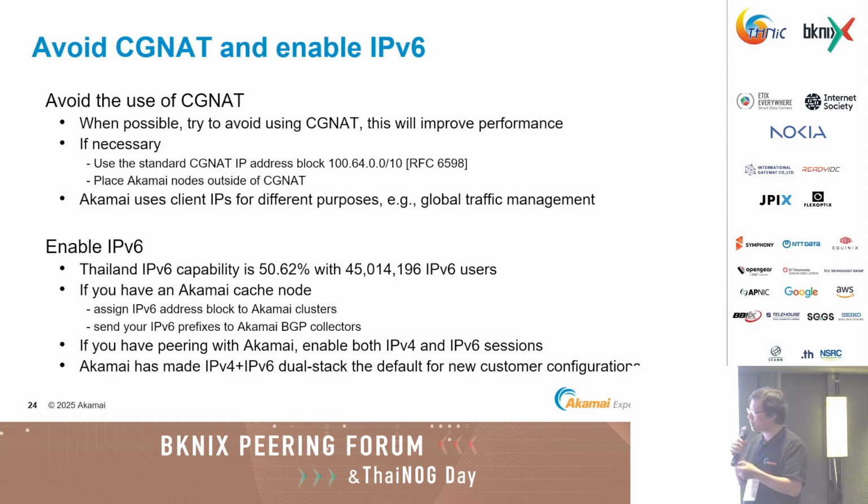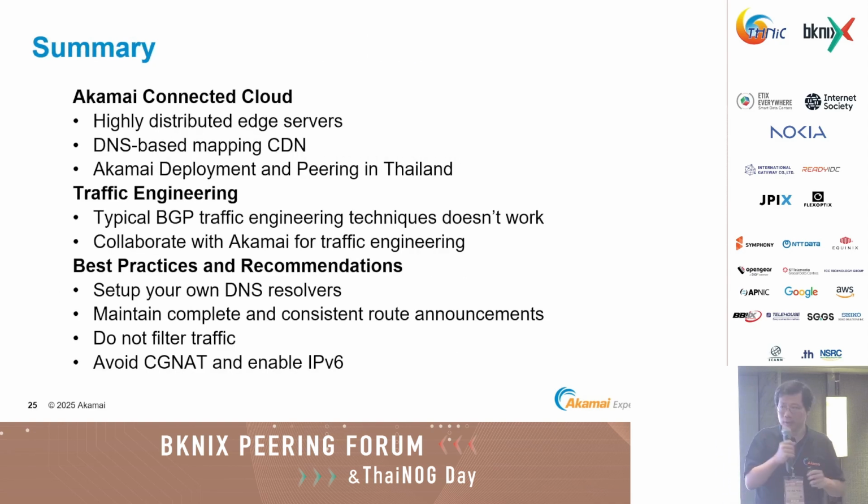I actually looked at the IPv6 capability. This is APNIC data. Thailand is doing a good job. Now over 50% of Thailand users are IPv6 capable. So if you have an Akamai CAP server, enable v6. If you peer with Akamai, enable v6. Because if your end user supports v6, we will also prefer to send traffic through v6. But if I don't have v6 connectivity with you, there's no way that I can send v6 to you. So that's all I have.